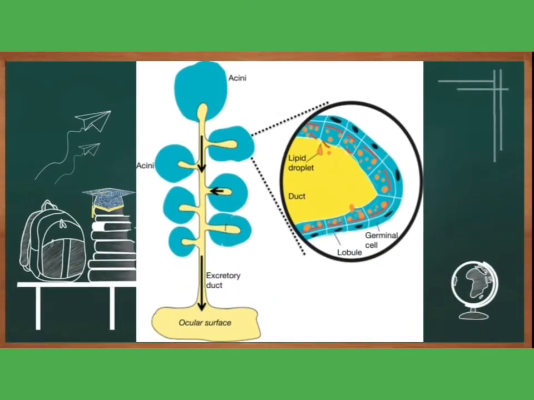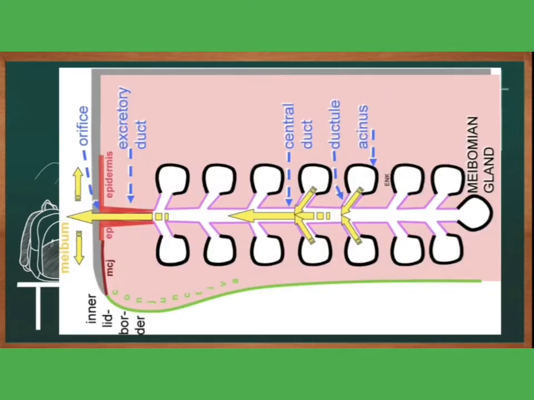Okay, and the lipid is secreted into the ductules, and it gathers in the common duct. And from this common duct, lipid goes to the ocular surface. So this is a nicer picture, where it is shown very nicely how this lipid comes to the ductules and then gathers in the common duct and ultimately goes to the ocular surface. So what is the function of this lipid?